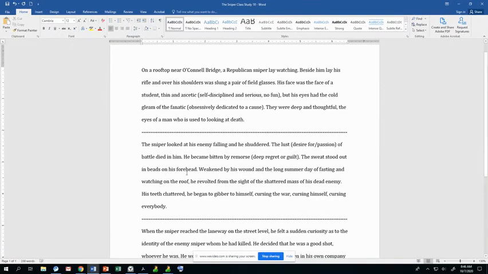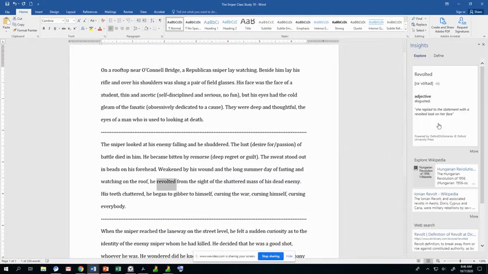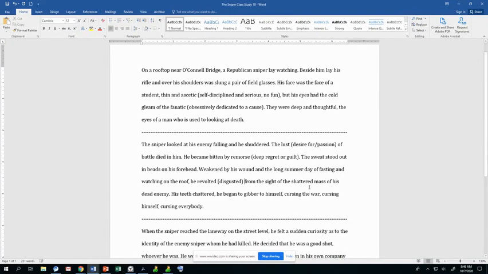The sweat stood out in beads on his forehead, weakened by his wound and the long summer day of fasting and watching on the roof. He revolted. Now that's a word like remorse. I feel like you probably didn't need to define necessarily, but revolted might be a word that you need to define. And if we look, disgusted is the definition there. So he was disgusted by the sight of his dead enemy.